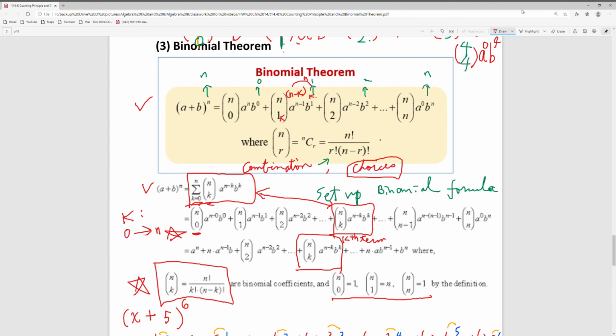Oh, is this the k-th term? I think I made a mistake here. See, I said this is the k-th term. I was wrong. n choose k, b to the k degree, but how many terms? First term, you have k equal to 0. When k equals 0 is the first term. When k equals 1 is already the second term. When k equals 2, you add 1. When k equals k, you have the k plus 1st term.